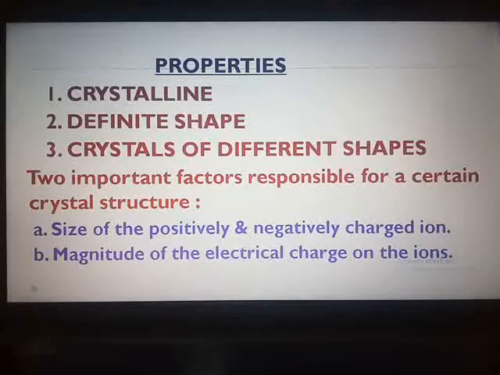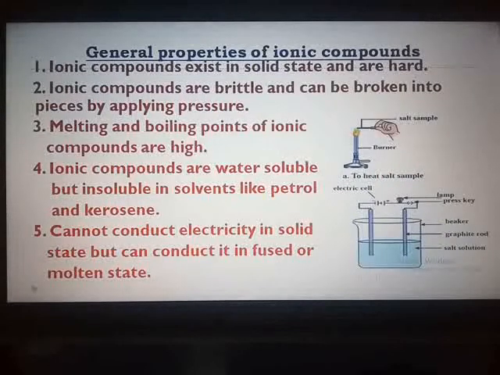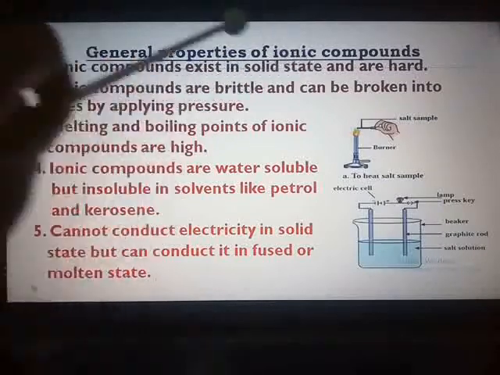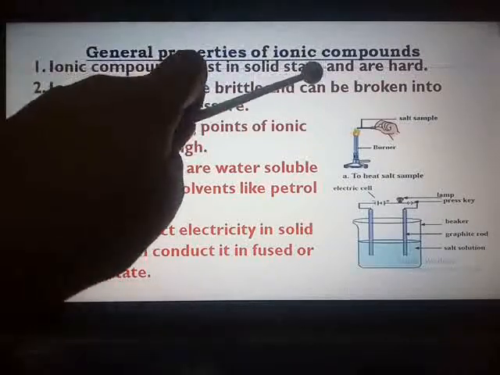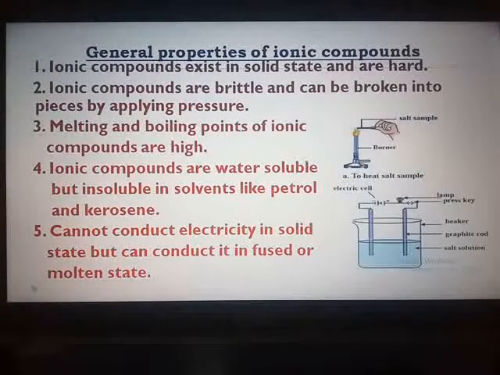Now we will see the general properties of ionic compounds which are stated in the textbook. The first property is ionic compounds exist in the solid state and are hard. Just now I have told you that the attractive force between the positively and the negatively charged ions, that is the cations and anions which form that ionic compound, is strong, and this attractive force being very strong makes the ionic compounds very hard when they exist in the solid state.